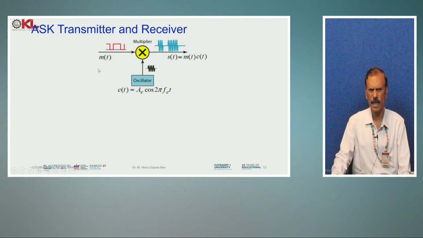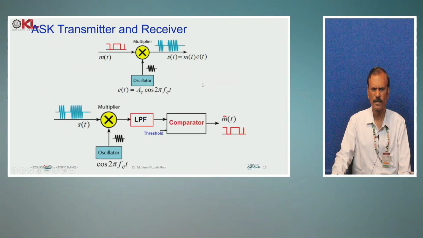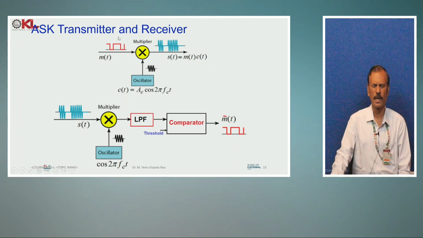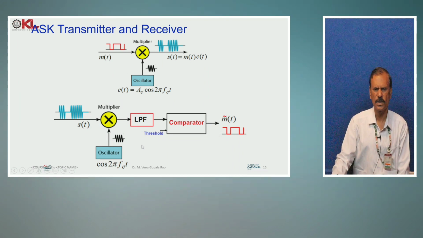So this is a transmitting system, as you have already seen. It is a product modulator, and then a receiving system. Again the same characteristic: a product modulator and then a low pass filter, after which we get a comparator, which gives either bit 1 or bit 0. So this is the transmitting system, and this is the receiving system.